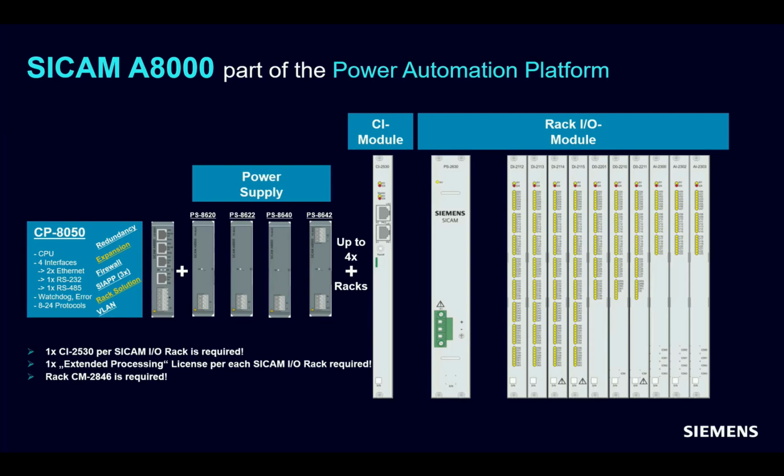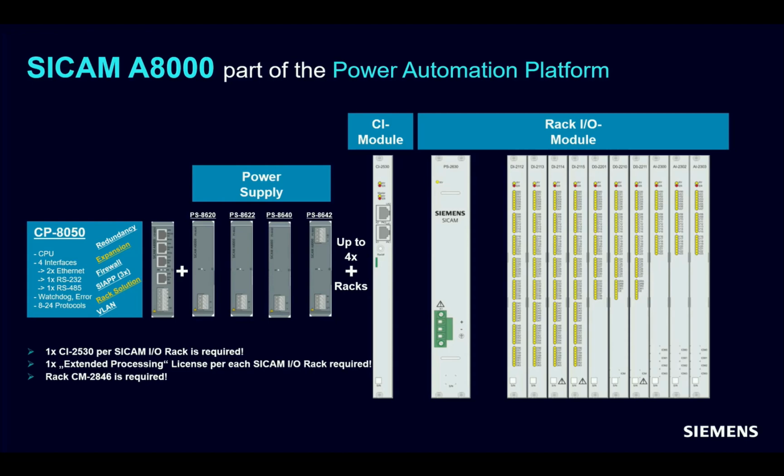That is identical to the old SICAM AK3 concept, where an additional rack is connected via its own physical CPU. Now we are using a virtual CPU. The CPU of an existing SICAM AK3 rack needs to be exchanged with a communication interface module CI2530. That is all. And you can install this extended processing license up to 4 times in a CP8050. That means up to 4 racks can be connected. And a mixture with SICAM A8000 remote I/O lines is of course possible. One rack counts like 4 remote lines, so in total 16. You can make the calculation on your own.